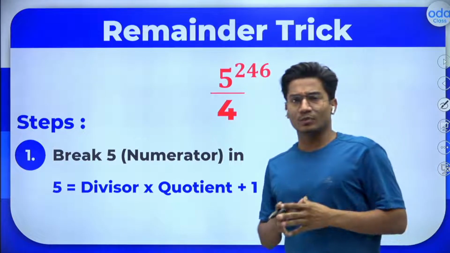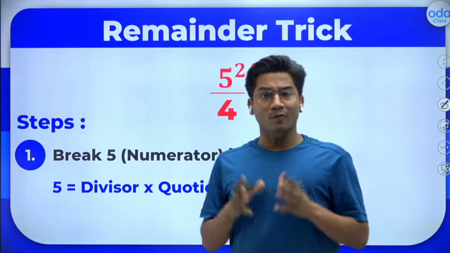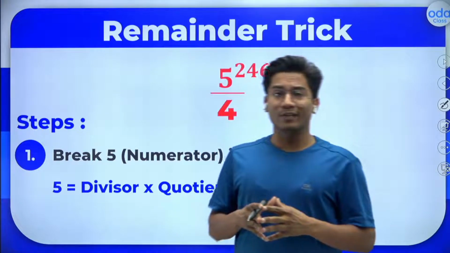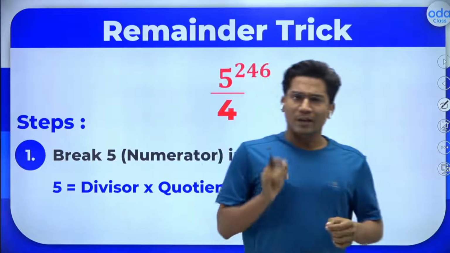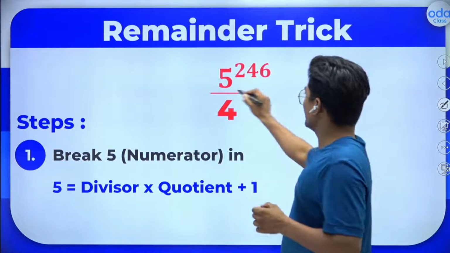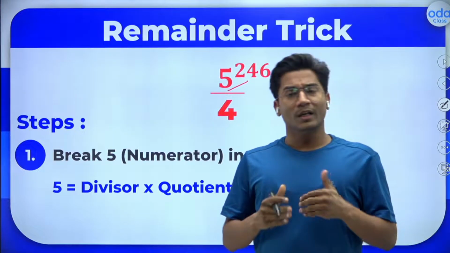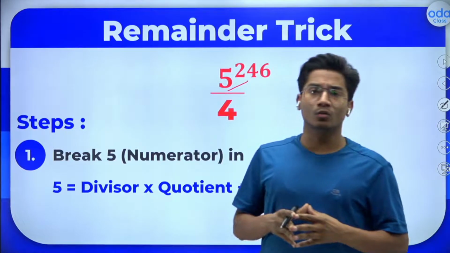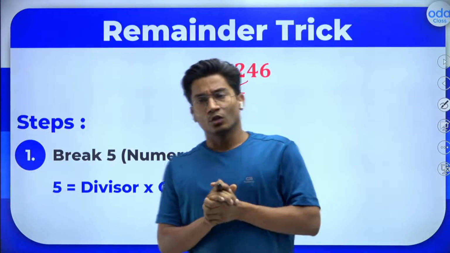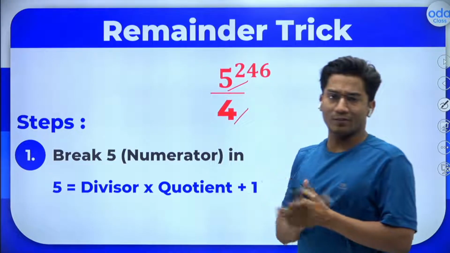I'll be discussing the steps, right? So let's try to understand one by one what we'll be doing. All of us are aware that dividend equals divisor into quotient plus remainder, right? So whatever value is given to us, like here we have 5 in the numerator, you have to break it into divisor, quotient, and remainder. So which values are we going to use? We are going to use 4, we are going to use 5, right?